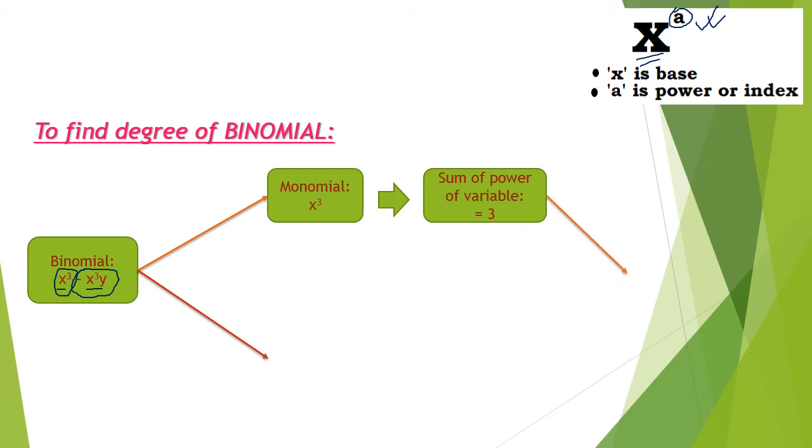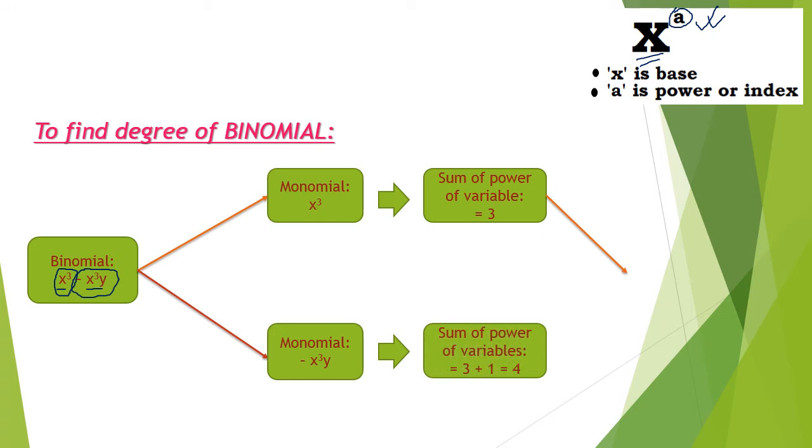Now let's see for another monomial which is minus x cube y. It has two variables x and y, and the sum of the power of variables x and y is 3 plus 1, isn't it? X has power 3 and y has only power 1.